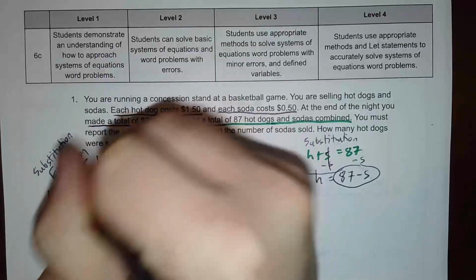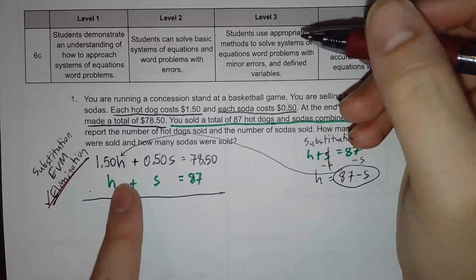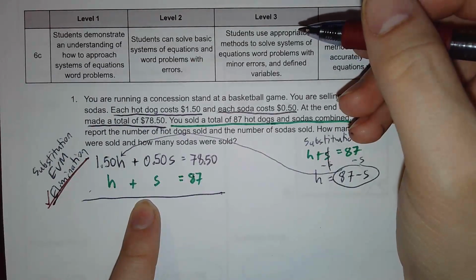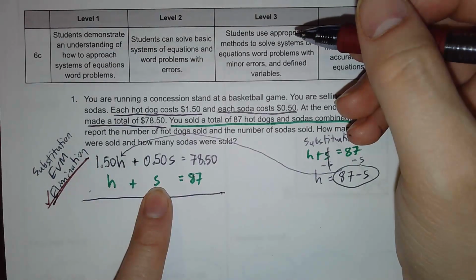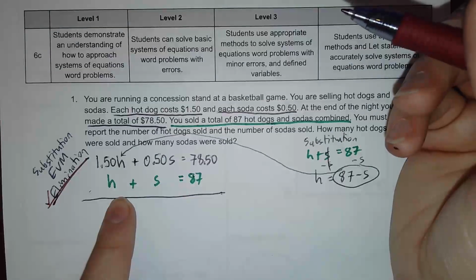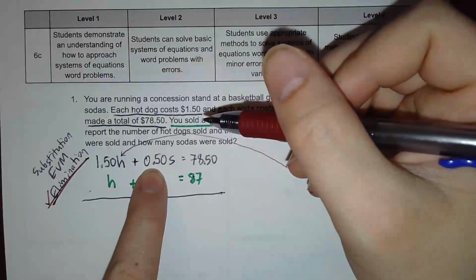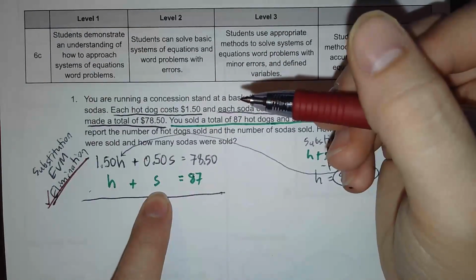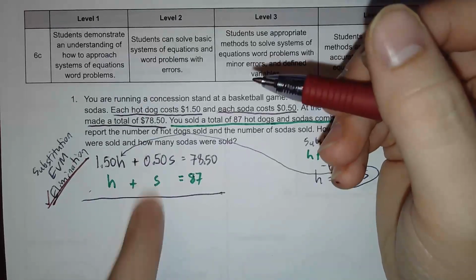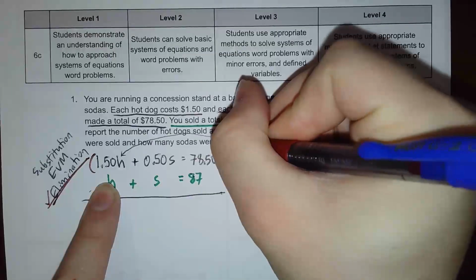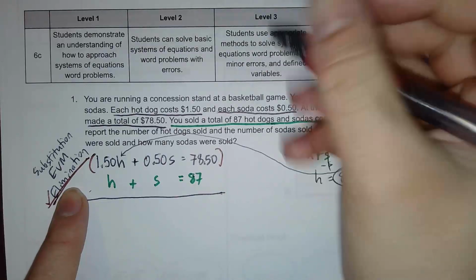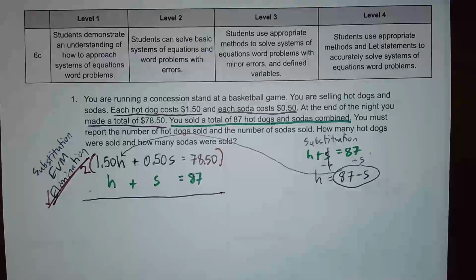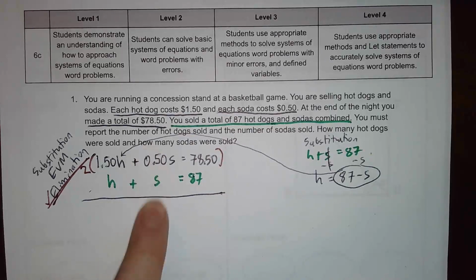So for elimination, I'm going to try to eliminate one of these variables. So I want one of these variables to be the same. So notice how I have 1.50h and h. I have 50 cents s and 1s. I want these variables to be exactly the same. So what I'm going to do is multiply the top by 2. What that will do is allow me to have both of these equations with s equal to each other.